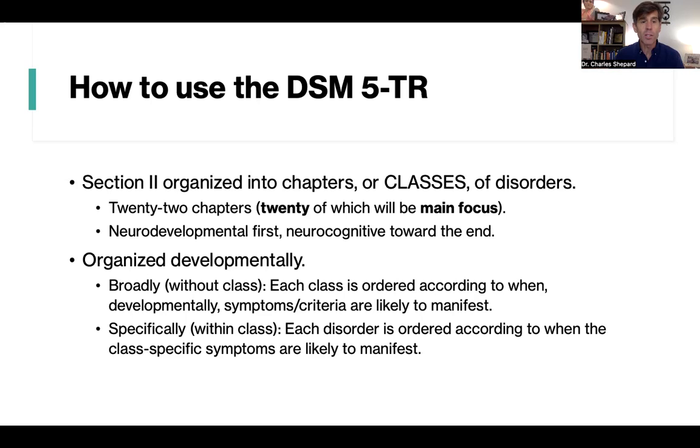This organization is broad in that each class is ordered according to when developmentally symptoms and other criteria are likely to manifest. This developmental organization is also specific to each disorder, and each disorder is ordered according to when the class specific symptoms are likely to manifest. So, for example, when you are examining the trauma and stressor related class of disorders, you will find that reactive attachment disorder comes before acute stress disorder, which comes before post-traumatic stress disorder. And the reasons for that will be abundantly clear when we get to that class of disorders.